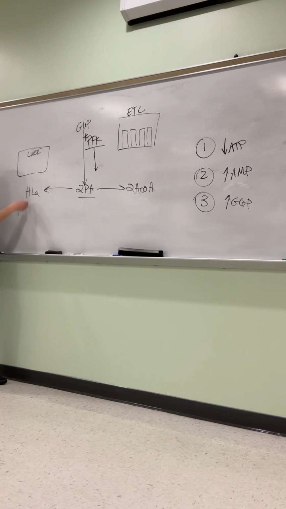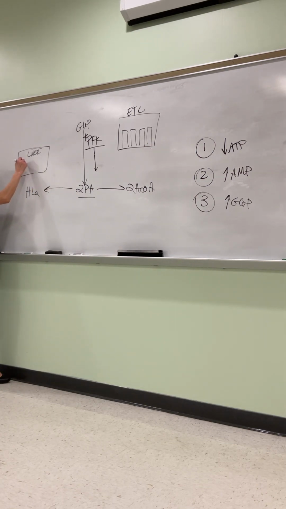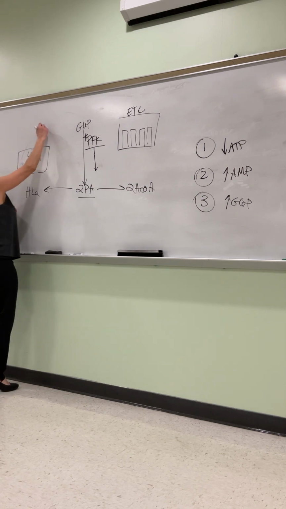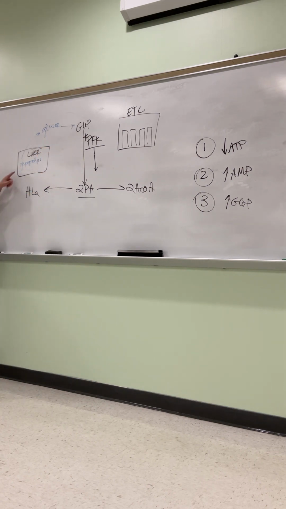Glycogenolysis. Breaking down our liver glycogen, glycogen into glucose. What's the enzyme for glycogenolysis? Glycogen synthase. Glycogen phosphorylase. Synthase is for synthesizing or building. Phosphorylase is for breaking down.